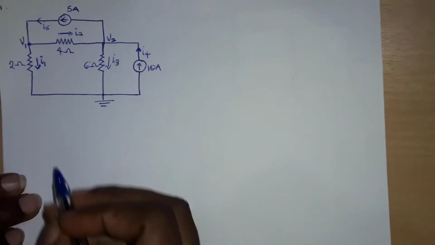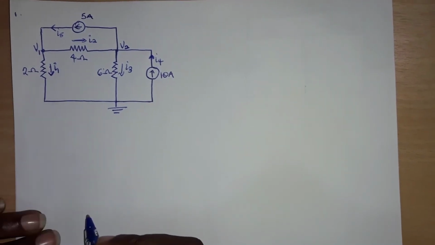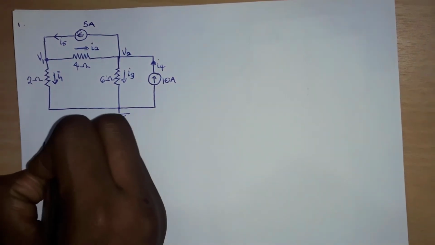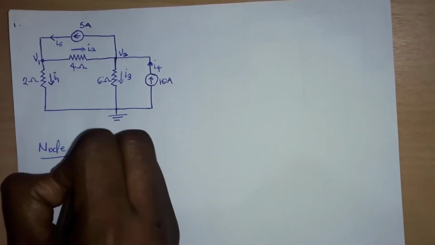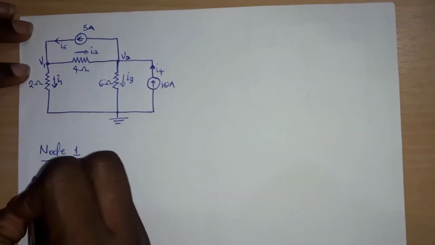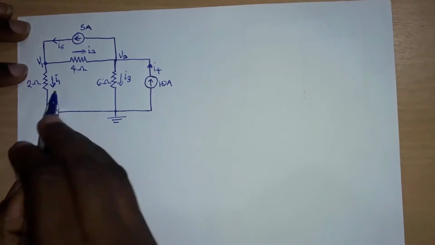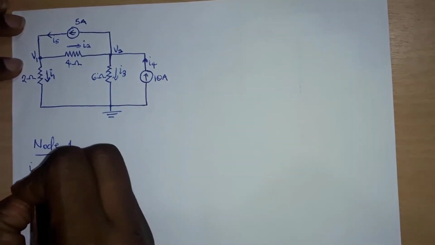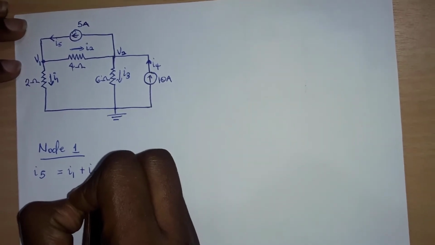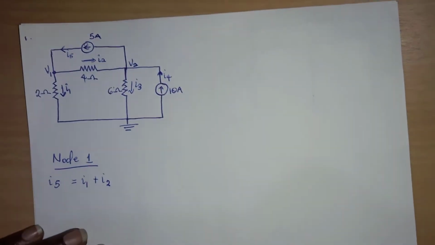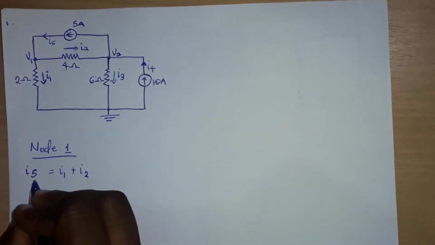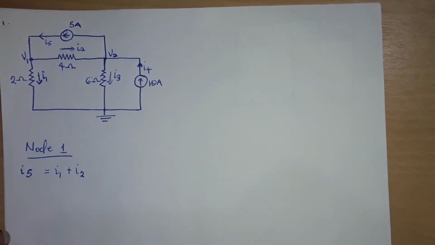Okay, so we are going to now apply the KCL, write the KCL equations and express it as node voltages. So for node 1, that's V1. At the node, we have current I5 entering the node. Then I1 and I2 are leaving. So I5 equals I1 plus I2. As we said, the sum of the currents entering the node should be equal to the sum of the currents leaving the node. So I5 is entering, I1, I2 are leaving.